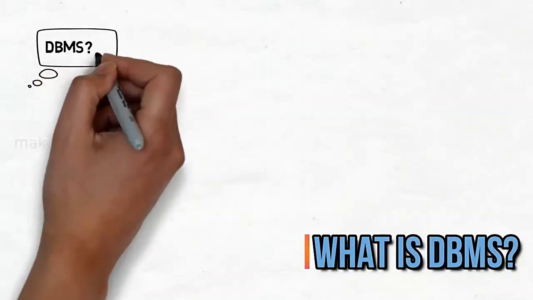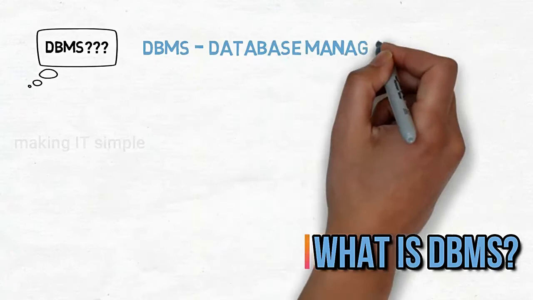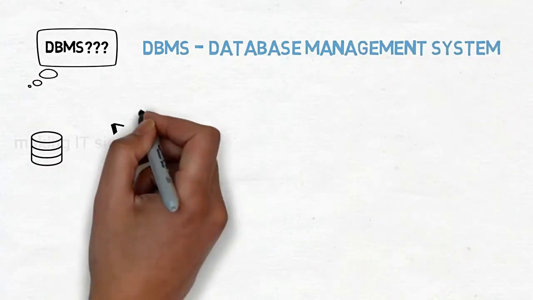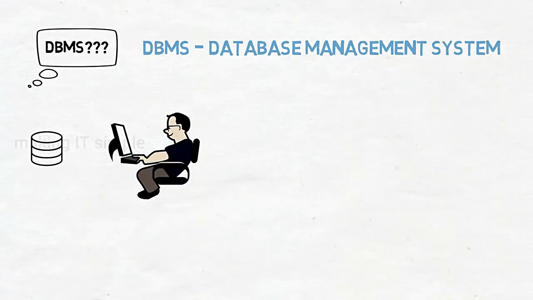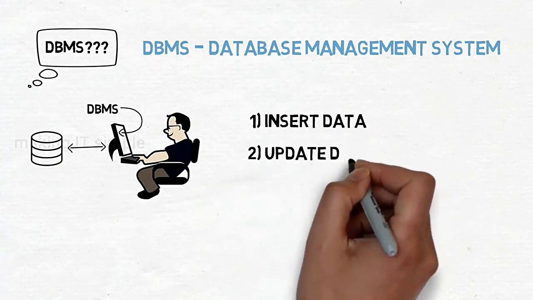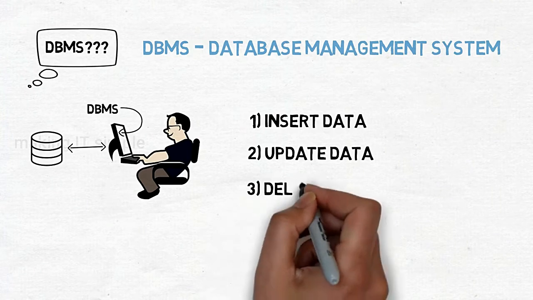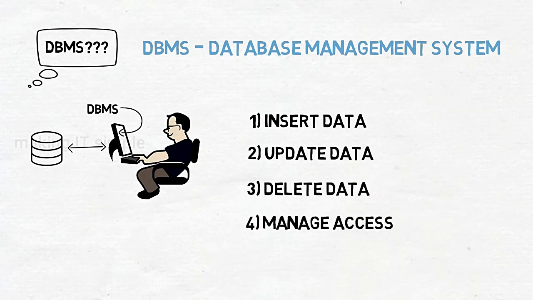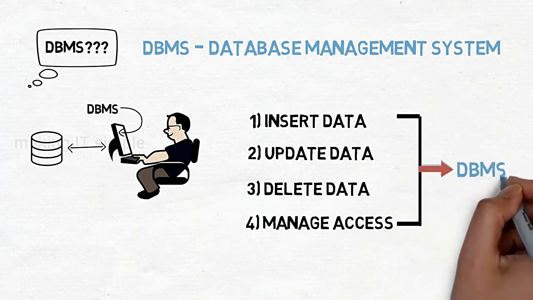Now we will see what is DBMS. DBMS is Database Management System. So basically it is a system used to manage the database. We users interact with the database with DBMS. When you have a database you need to manage it, like you need to insert data, update the existing data, delete unwanted data. You need to make sure who has access to the data. This is all done by using the DBMS, that is Database Management System.